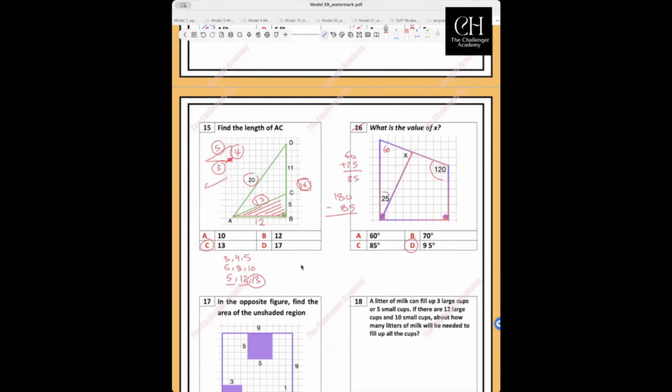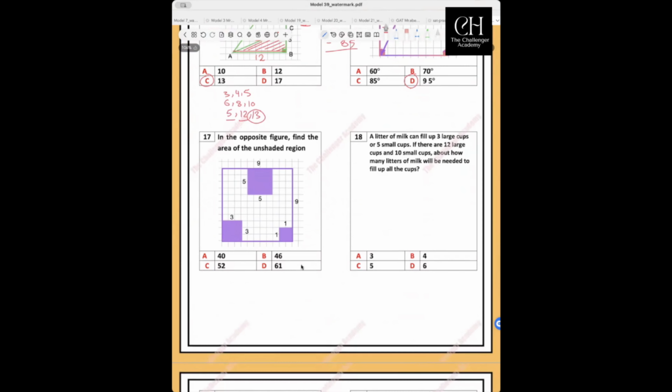Let's move to the next question, question 17. In the opposite figure, find the area of the unshaded region. We have a square, and we have 3 squares inside. So in this question, you'll just find the area of the biggest square minus the area of the small squares. The area of the biggest square, you know that the area of the square formula is side times side. So it will be 9 times 9, which equals 81.